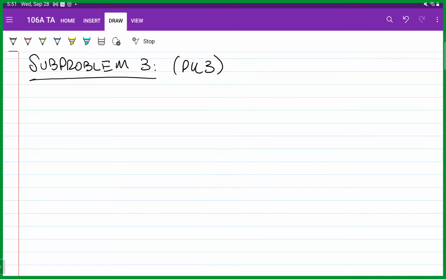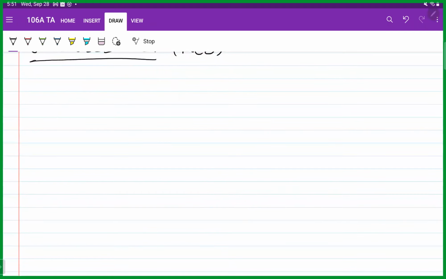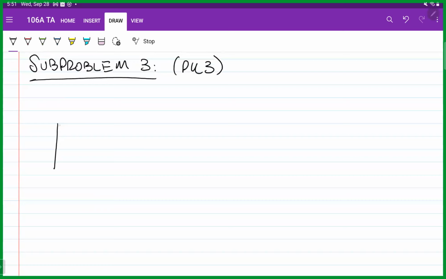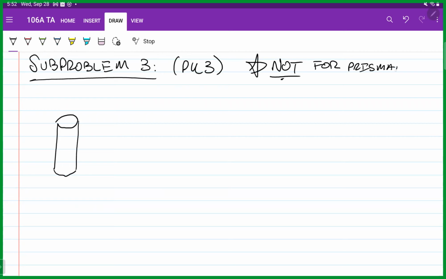Okay, great. So here's what we want to do. Once again, we just have our single revolute joint. So make sure that you know this is not for prismatic or screw joints.